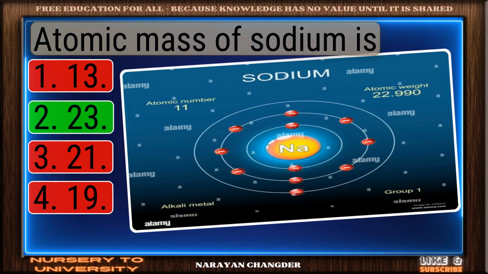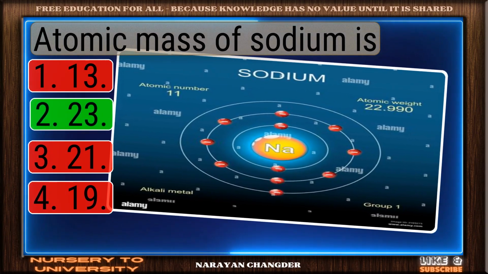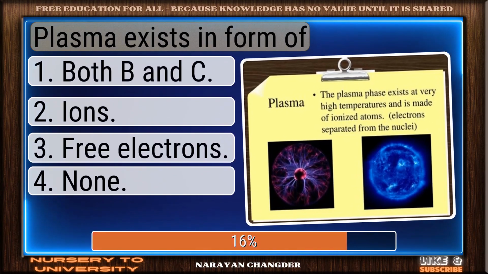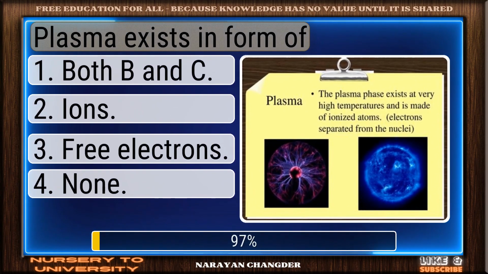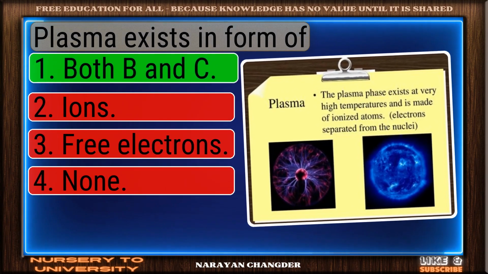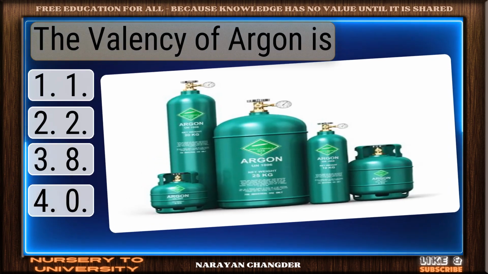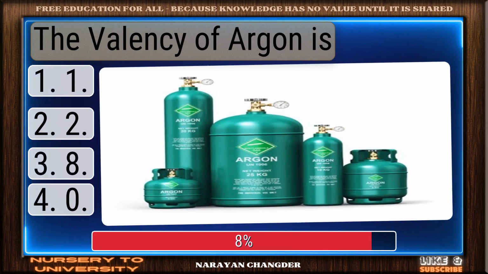Right again. 23 is a valid answer. Question number 274. Plasma exists in form of? Clear logic. Your choice both B and C is sound and 100% true. Question number 275. The valency of argon is?